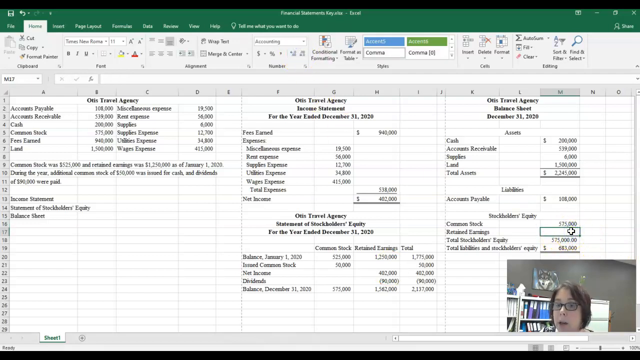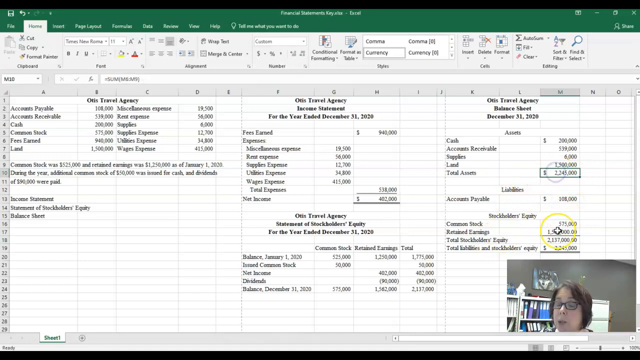Retained earnings. We had to do the statement of stockholders' equity to understand our beginning retained earnings. We had our beginning retained earnings. We had net income from the year, so we increased that. We paid out dividends, so remember, dividends reduce retained earnings. So then our retained earnings balance is $1,562,000. In order to make our accounting equation, assets equal liabilities plus stockholders' equity, this balance sheet will prove if we have that going on.